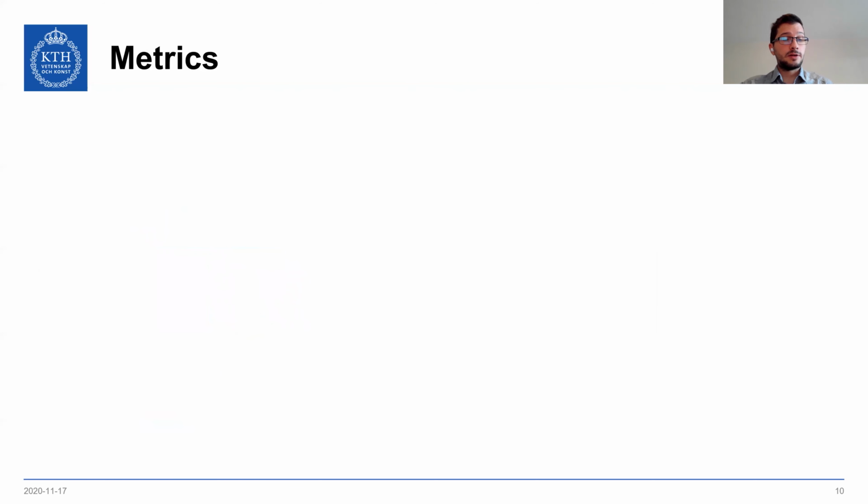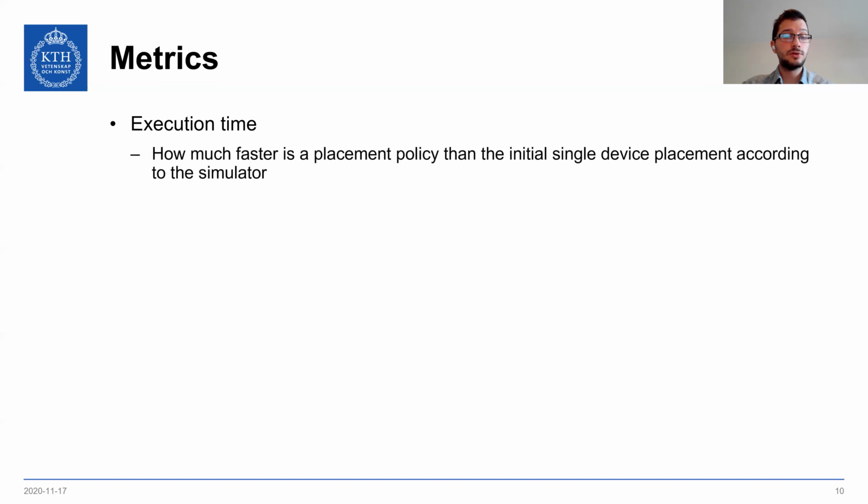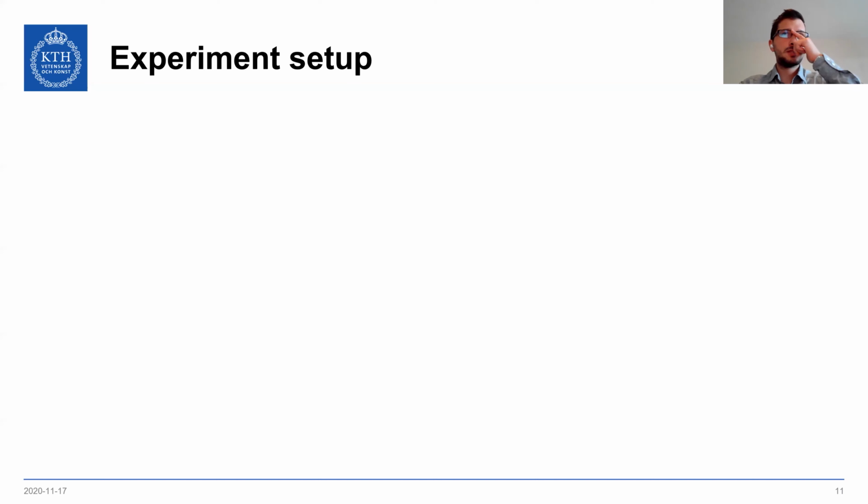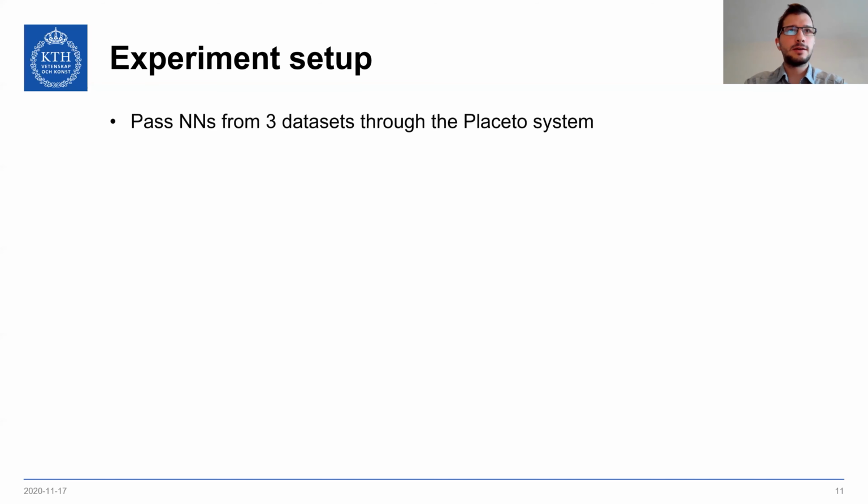We evaluate our experiment using two metrics. The first one is execution time improvement: how much faster is a placement according to the new policy than the initial single device placement, according to the Placeto simulator. The second one is computation time, which means how much time it took the system to achieve these runtime improvements. Our experiment setup is as follows.